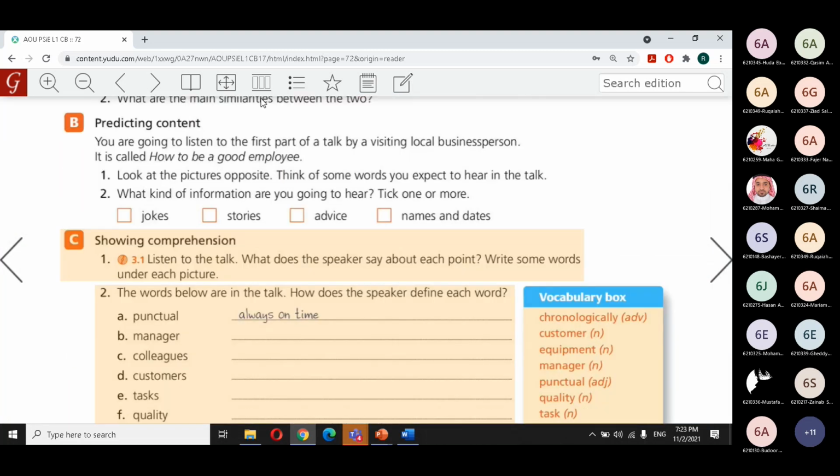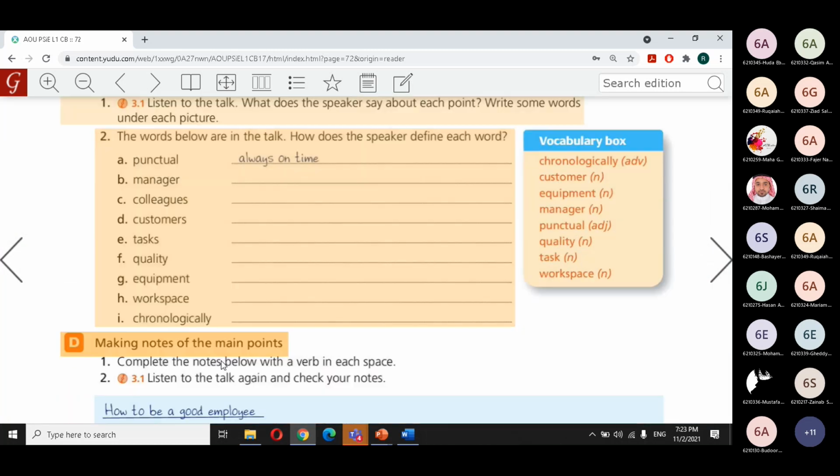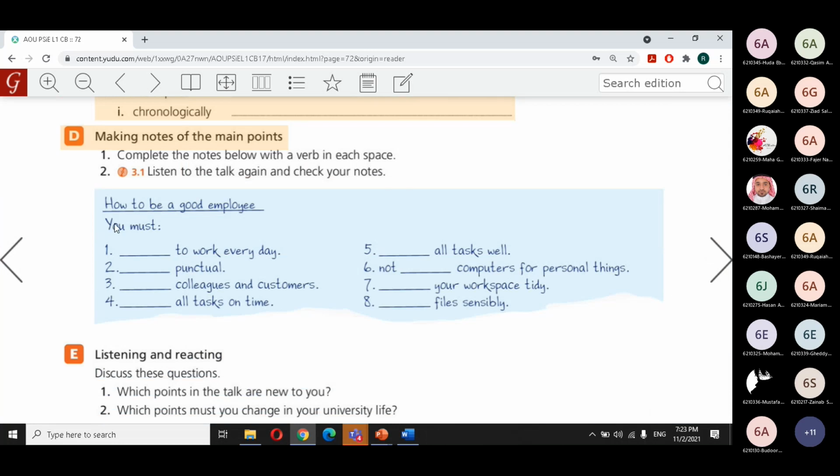Here, all the sentences started with you must. You must mean that you don't have a choice. Okay, you must do this. So it is necessary to do this. This is obligation, ilzam. Okay.